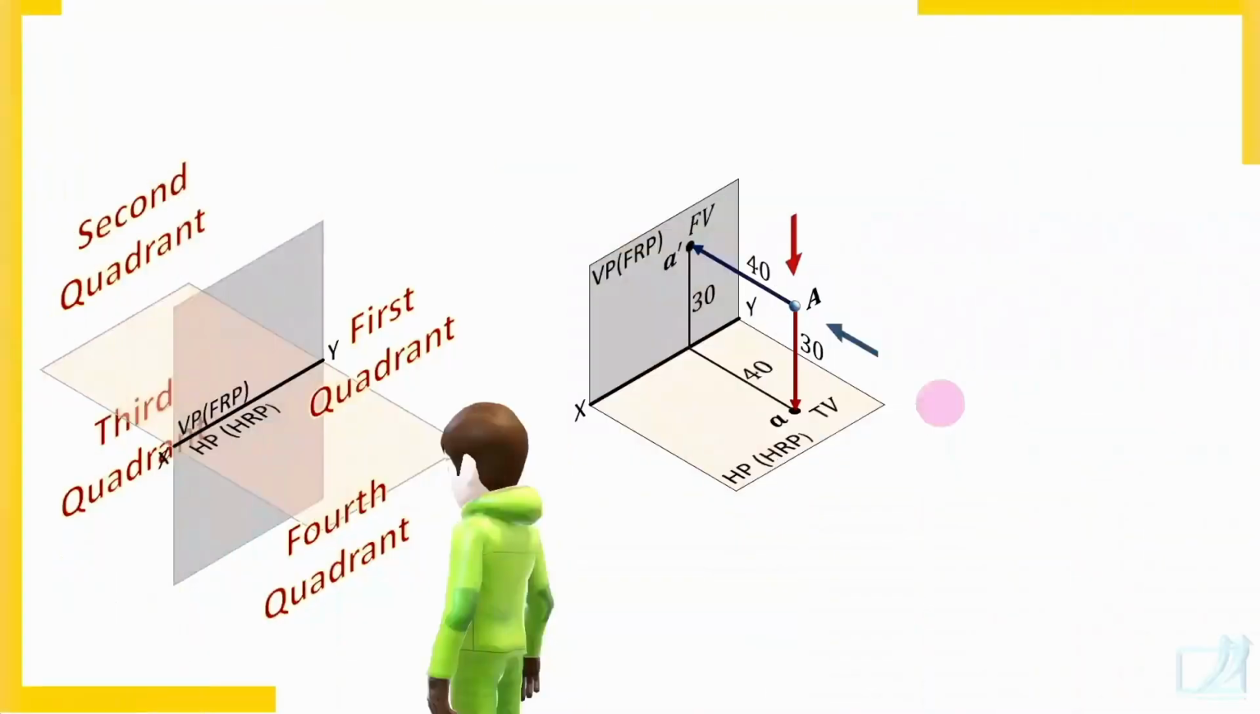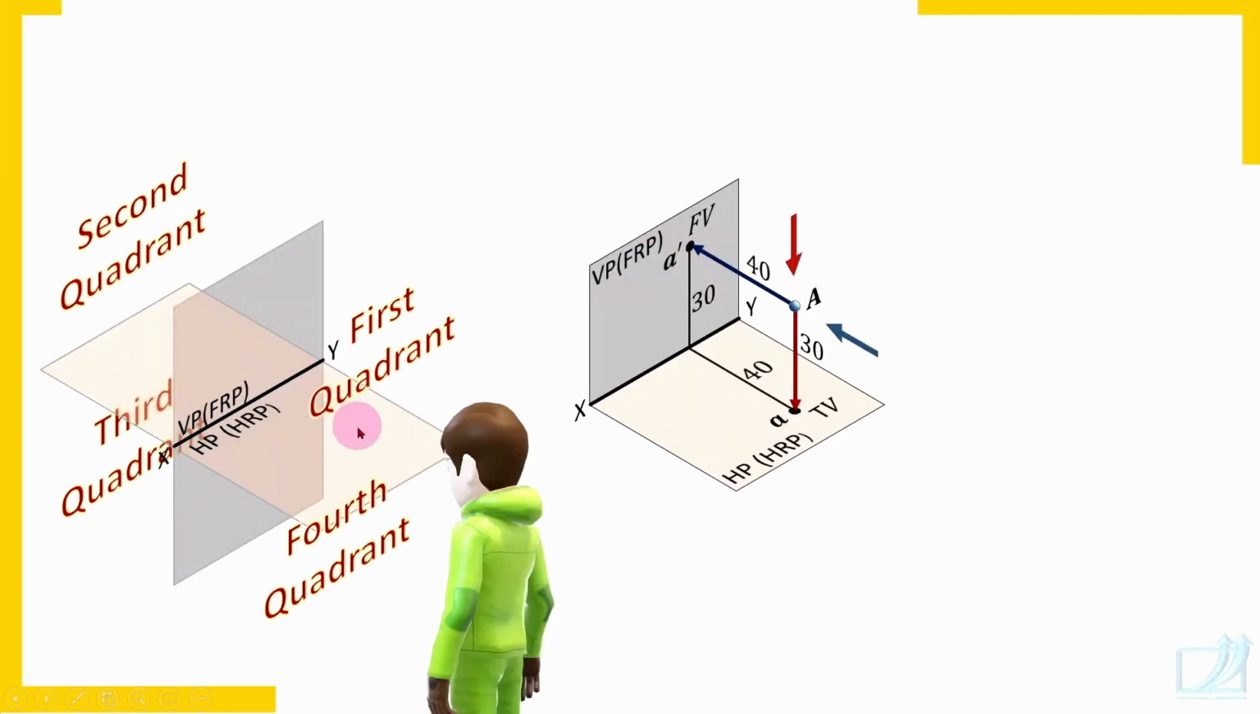Now one interesting thing, front view is view in VP and top view is view in HP. So front view and top view of an object are always in two different planes which are perpendicular to each other. But in reality, we draw front view and top view on one single plane. And what is that plane? It is the plane of our drawing paper. So how is it possible? How do VP and HP appear in one single plane? So try to understand this.